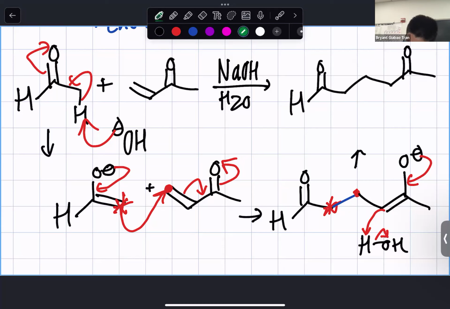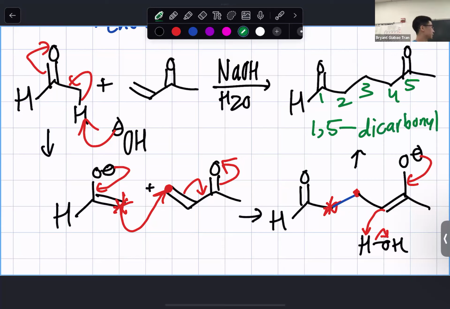Which is a 1, 2, 3, 4, 5, 1,5 dicarbonyl. Two carbonyls that have a 1,5 relationship with each other. So to summarize this Michael addition, the nucleophile is the enolate ion. The electrophile is the beta carbon of the enone, or alpha beta unsaturated carbonyl. The product is a 1,5 dicarbonyl in basic conditions.